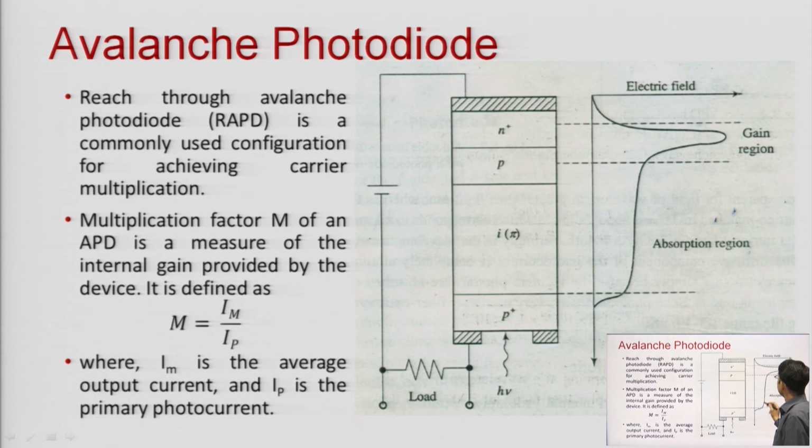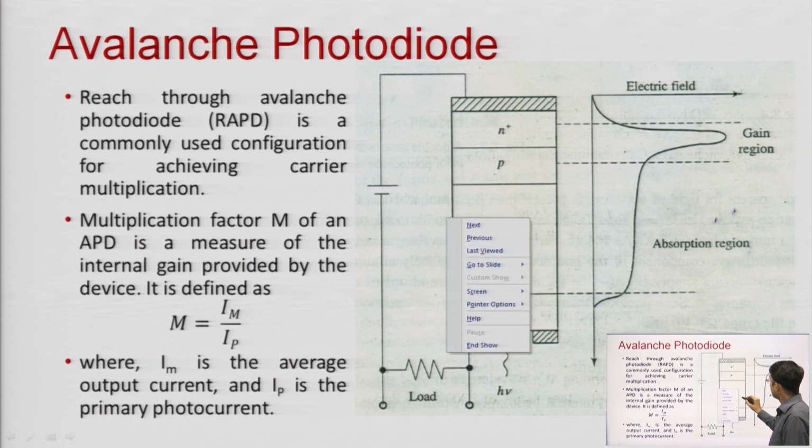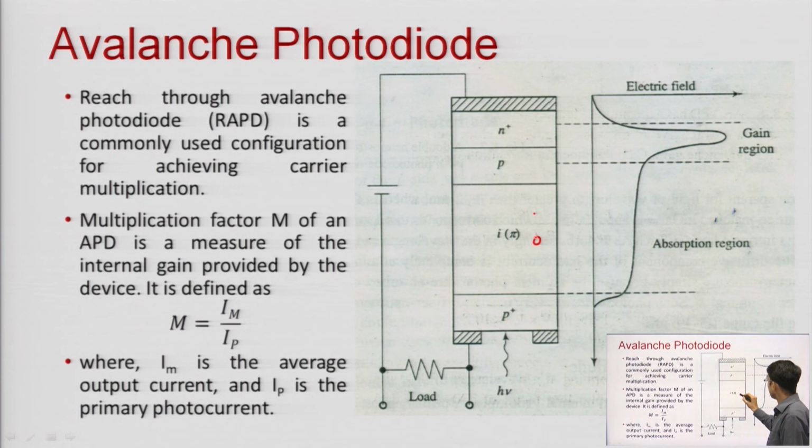Due to this high electric field region, the electron and hole pairs are created over here, this is an electron, this is a hole. Because this is reverse biased, the electron will move upward and the hole will move to the other side. Now, when the electron moves upward, due to this high field region it will gain enough kinetic energy and velocity that it can collide with other electrons and excite further carriers, further electrons. So, that is why this region is called the gain region.